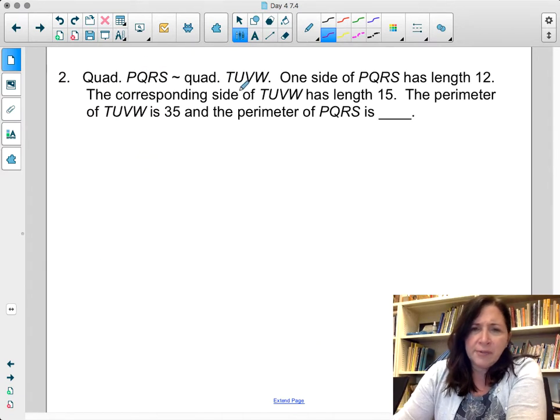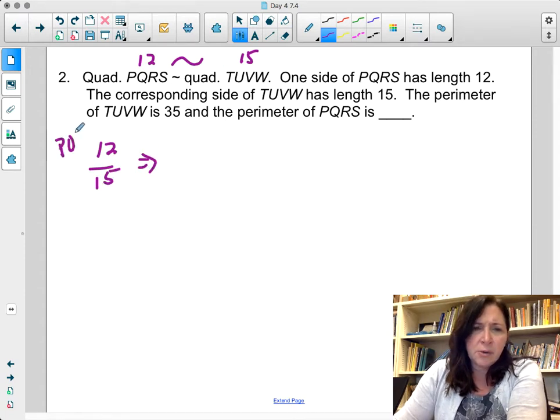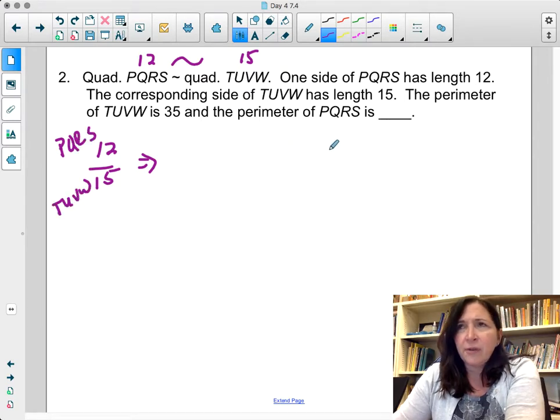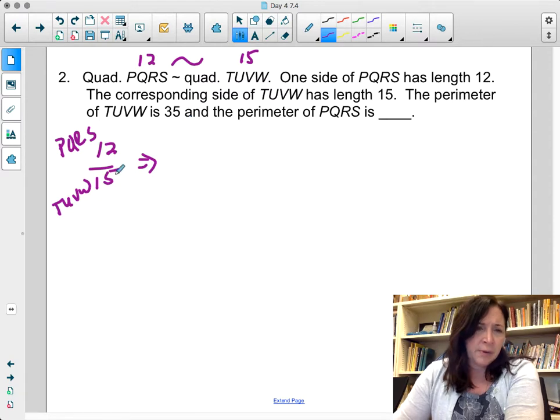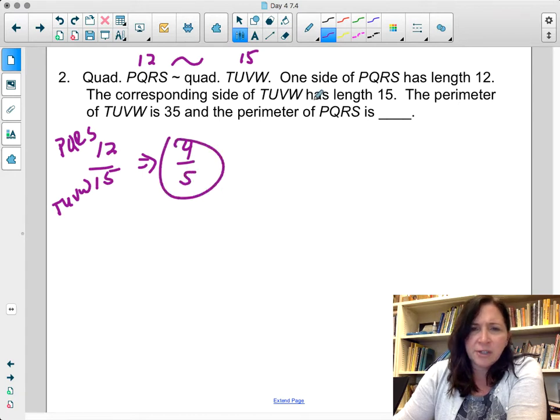Quadrilateral PQRS is similar, again, this means similar, to quadrilateral TUVW. One side of PQRS has a length of 12. The corresponding side has a length of 15. So that's our scale factor. 12 is to 15. Reduce that. Because this is PQRS and this is TUVW, we have scale factor. Let's see here, we're going to divide by 3. So we're going to get 4 is to 5. So there's my scale factor.